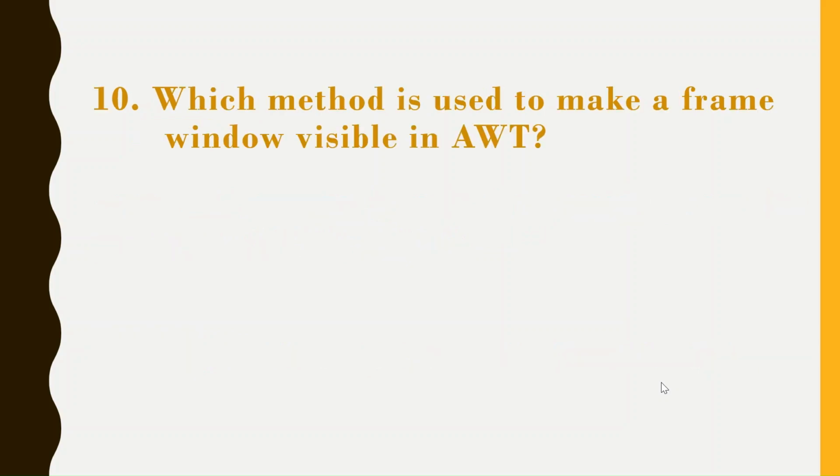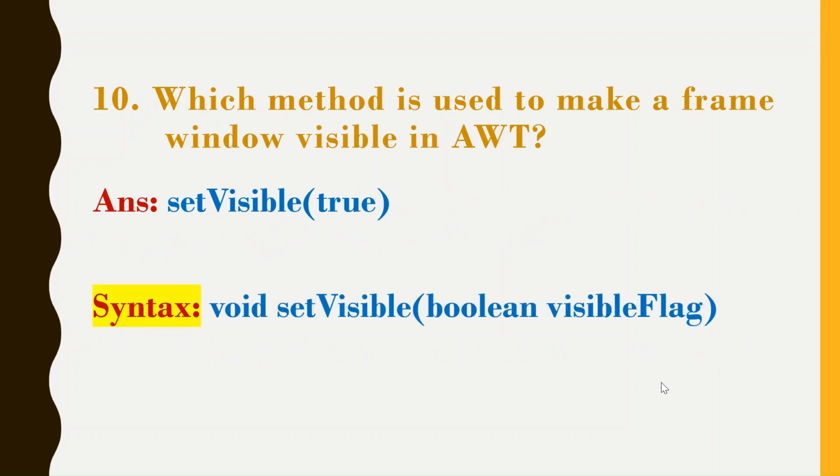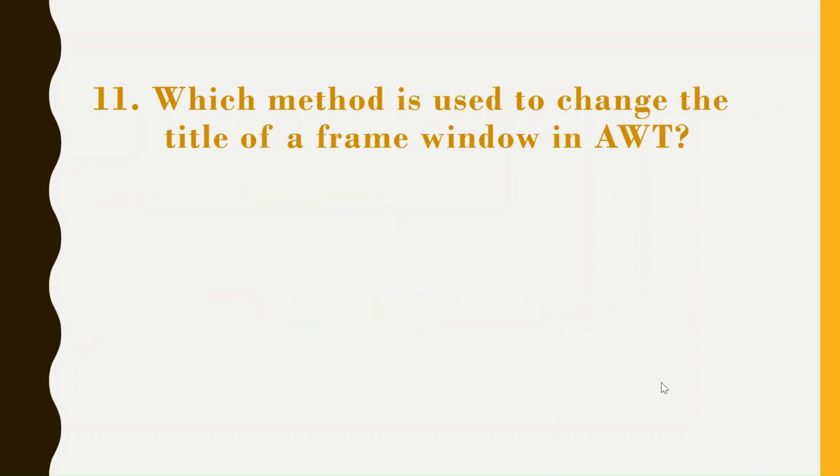Which method is used to make a frame window visible in AWT? There is a method called setVisible, and you need to pass a boolean value. True means the frame window is visible, otherwise no. So the syntax is void setVisible, and you need to give the boolean, that is true or false.